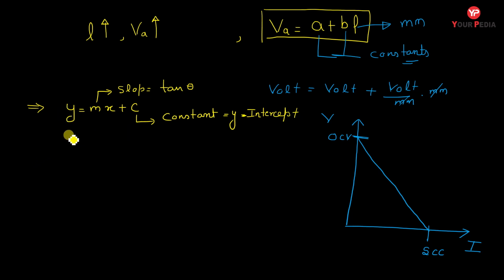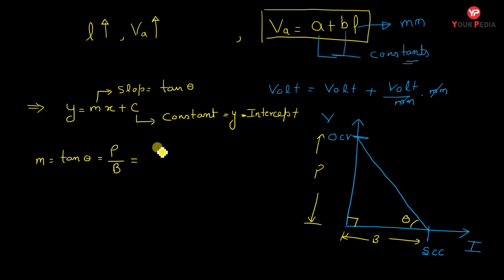Now from the relation, slope m equal to tan theta, and tan theta equal to perpendicular by base. So if this is the triangle, this is 90 degree, and for example this is theta, then this is perpendicular and this is base. So can we say perpendicular equal to open circuit voltage and base equal to short circuit current? Yes sir.